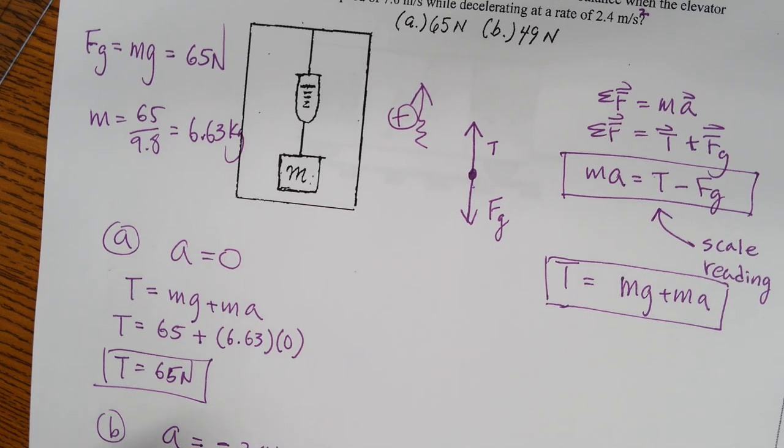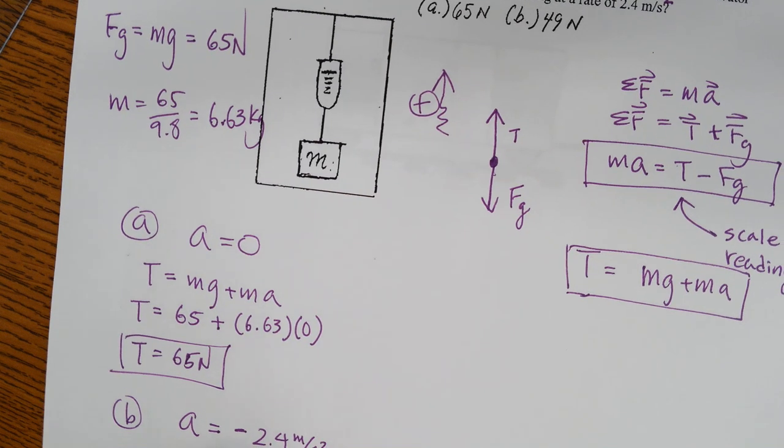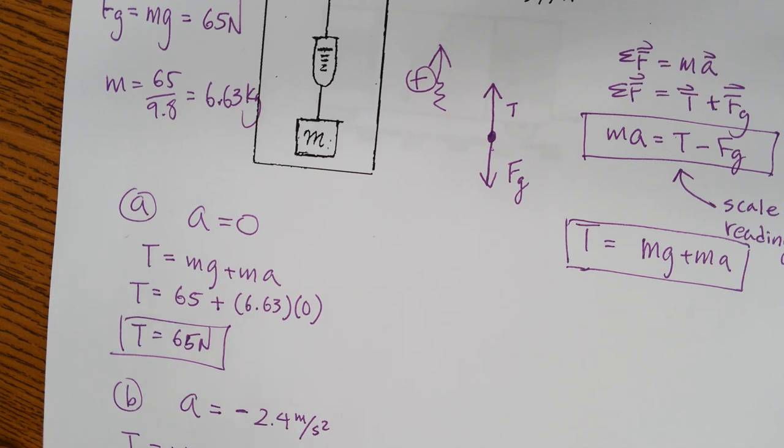Now we say tension is equal to mg plus ma. Therefore, tension is equal to 65 newtons, actually, plus 6.63 times negative 2.4. So my tension is equal to 49 newtons.